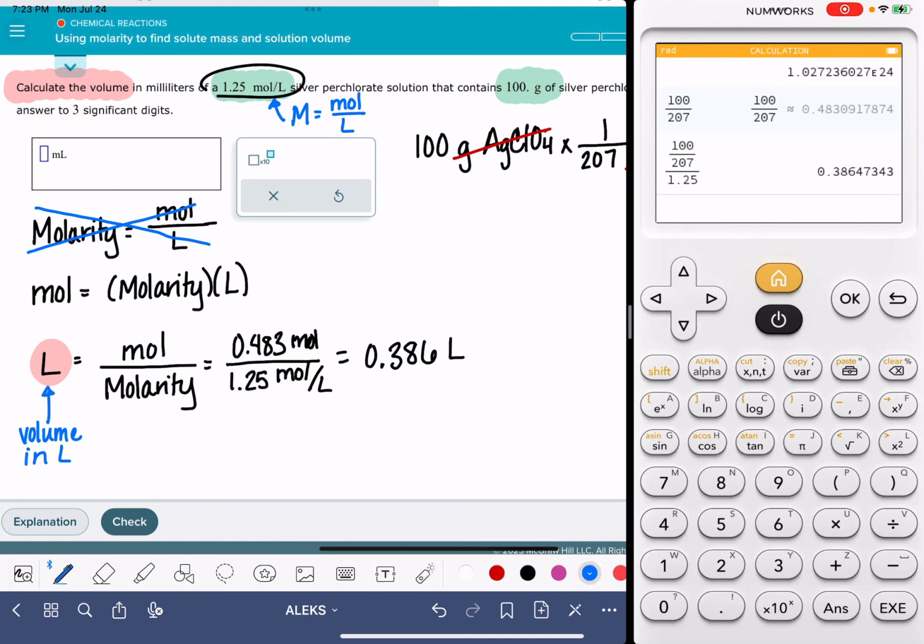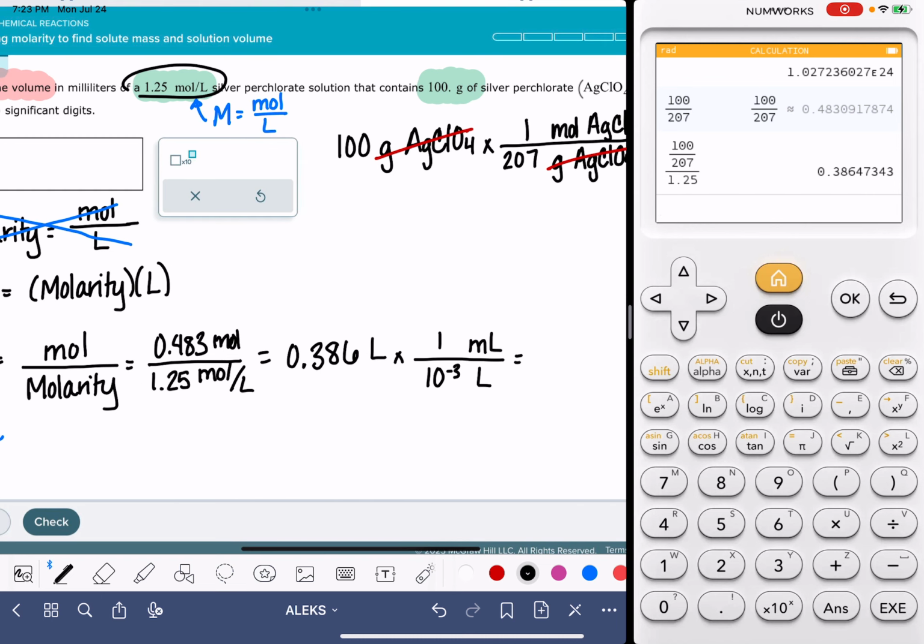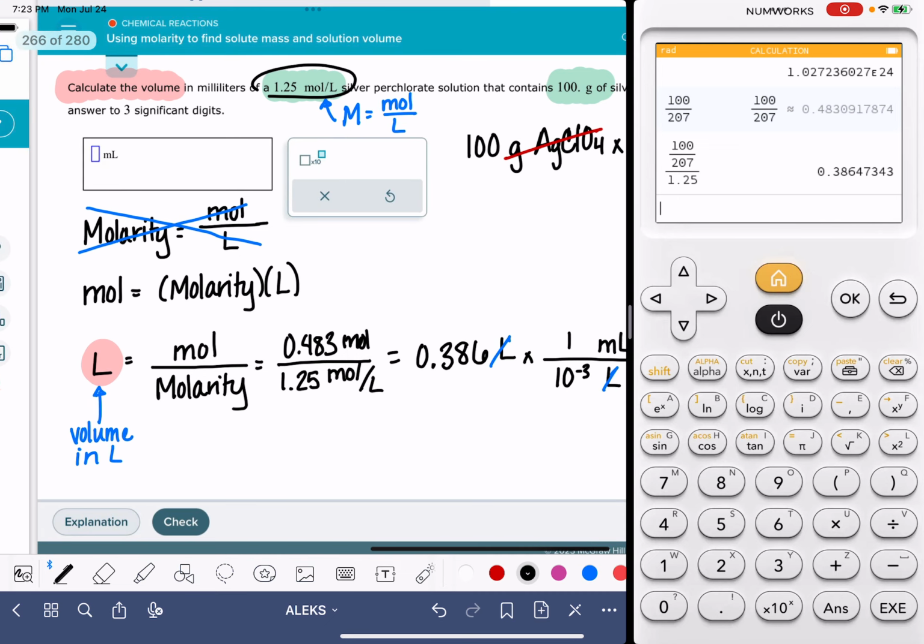Mine wants to be expressed in units of milliliters. So that means I need to do one more conversion where I convert from liters into milliliters. Milli is the prefix for 10 to the minus 3, so 1 milli is 10 to the minus 3 liters. My liter unit will cancel, and I'm going to end up with 386 milliliters.